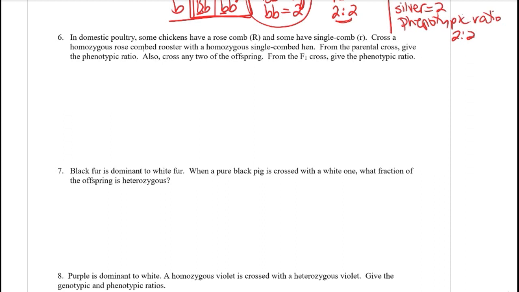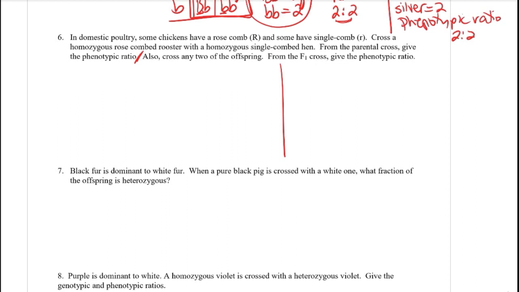Okay, I've got 2 different problems going on here. So I'm going to make a line here. So I'm going to look at the parents. I'm going to do the parental cross just like I've done before. And then it asks me to cross any 2 of those offspring and give me those results. So basically we're looking at grandparents, parents, and grandkids. We want to look at it that way.